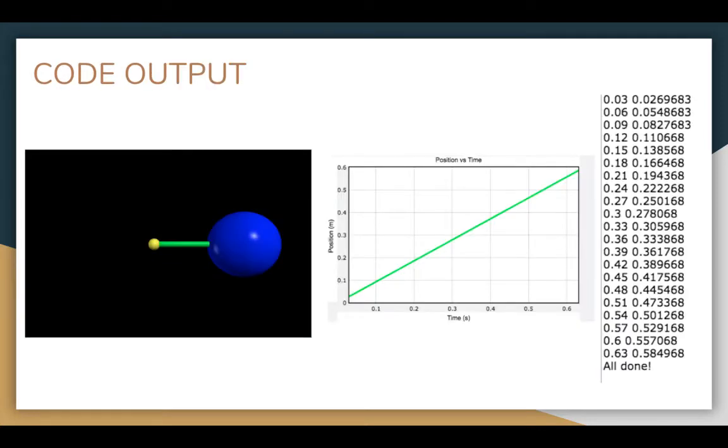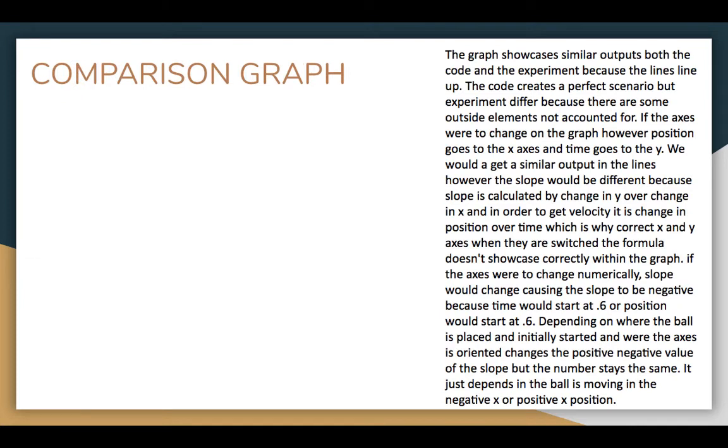In the output of the code, we can see that it has a similar slope as the Tracker data, in that it moves the same amount of distance in the same amount of time because it has a constant slope. In comparing the graphs, they showcase similar outputs, both the code and the experimental, because the lines line up. The code creates a perfect scenario, but the experiment differs because there are some outside elements not accounted for in the experiment, causing the lines not to directly line up, but they do have a similar correlation.